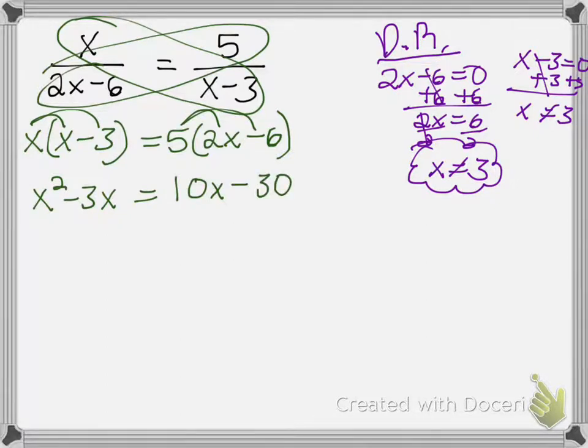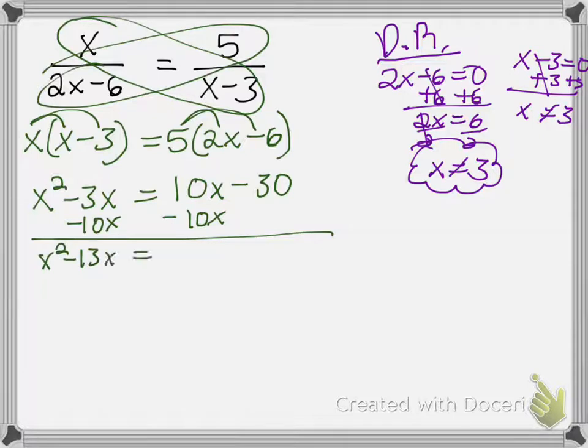So again, as you can see, we have an x squared on the left side of the equation. So guess what I'm about to do? I'm going to bring everything over to my left side. So I'm going to move this 10x over by subtracting 10x on both sides. That will give me x squared minus 13x. And then I'm going to move that negative 30 over to the left side by adding 30.